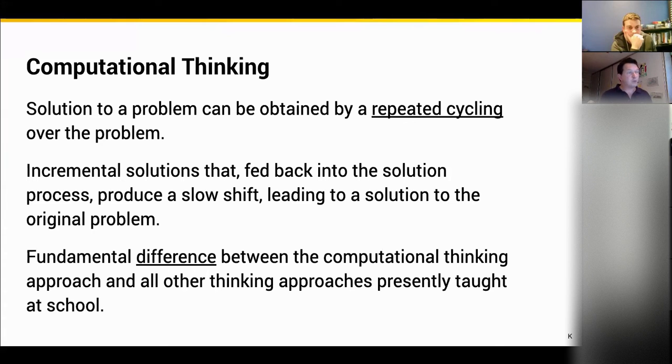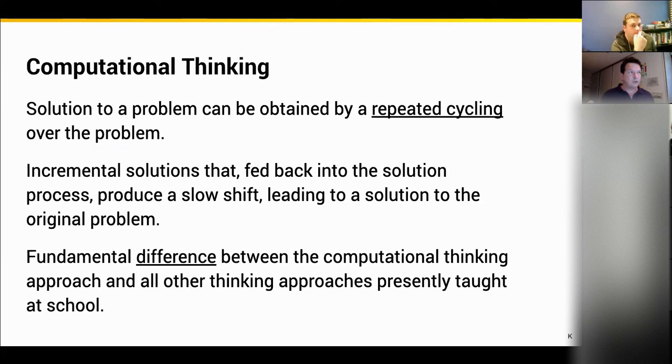It's very iterative. Like when a computer does multiplication, it does so by repeated addition. Computers can't do multiplication. And that is that repeated cycling over the problem. And we find that if you look at computational thinking from that perspective, it really is a key difference between the computational thinking approach and all the other thinking approaches that are presently taught at school when you compare, for example, with mathematical thinking, which is more formula-based, or the thinking in physics, which is about forces, and chemistry is about the reactions of the electrons in the outer hull.